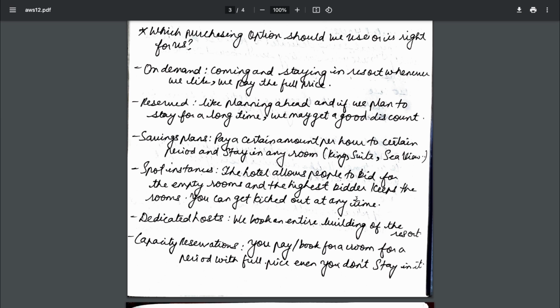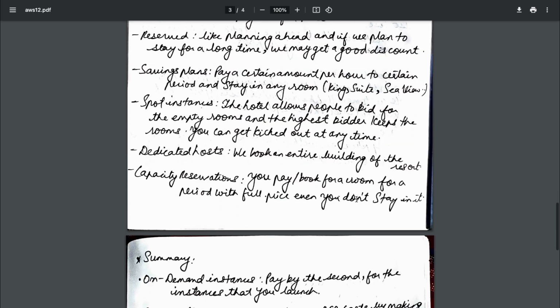Spot instance, you bid for a vacant room, and based on your agreement with the hotelier, you can stay for that specific duration. But whenever he gets a good amount for that specific room, he will give you notice and you need to empty the room. So that is basically spot instance. Dedicated host, you book an entire building for the resort, and when it comes to capacity reservation, you pay for the room for a specific period, but it doesn't matter whether you stayed or not, right? So that is basically a capacity reservation.